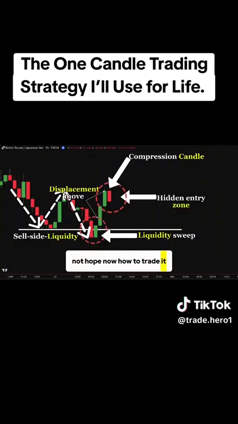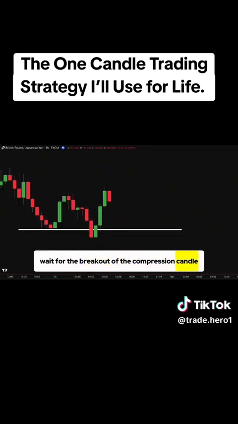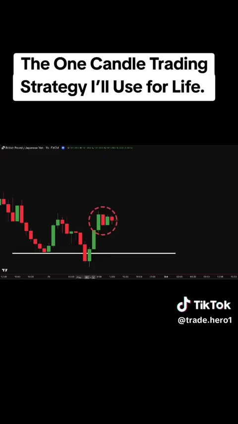Now, how to trade it. Once the compression candle forms inside the hidden entry zone, you take action. Wait for the breakout of the compression candle. You might be asking, why the breakout? Because the breakout signals the end of the pause and the continuation of the displacement move.